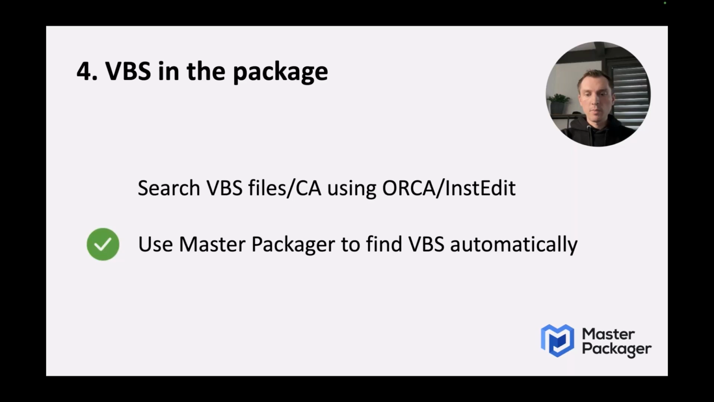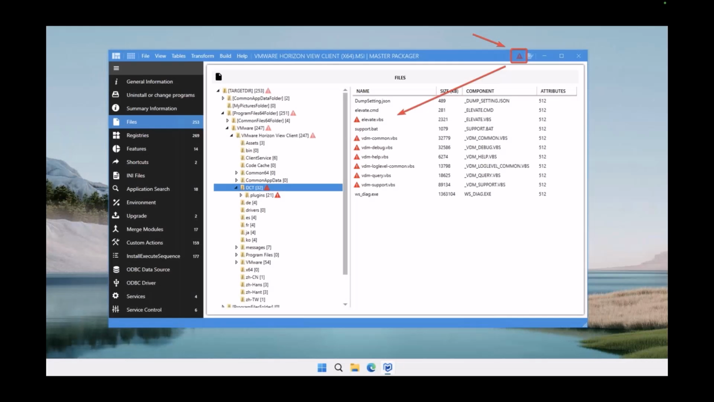And with Master Packager, what we did is that now when you open an MSI or MST file, it will indicate if you have in that file a custom action type with VBScript or a VBScript file. And as you can see here, VMware Horizon View Client has VBScripts in it. So let's see if they will change that, or it can impact the application in the future.